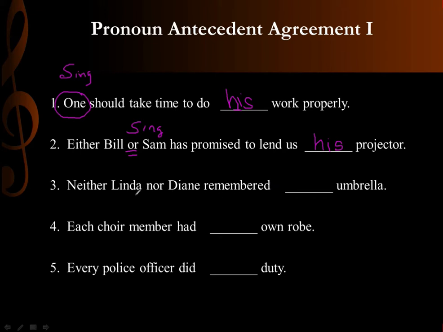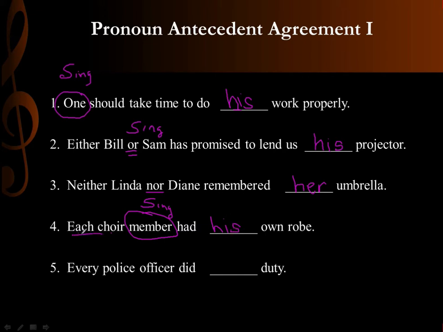Number 3, neither Linda nor Diane. Same thing. If it's joined by or nor, we're not talking about both of them. We're talking about one. And this is a feminine, therefore we have a feminine gender. Next, member is our noun here. Each is an adjective in this case, and choir is an adjective in this case. Member had, and this word is singular, and therefore we need to have a singular pronoun.